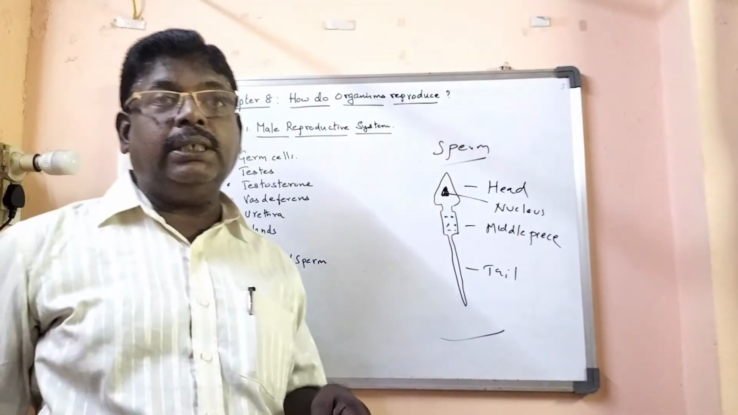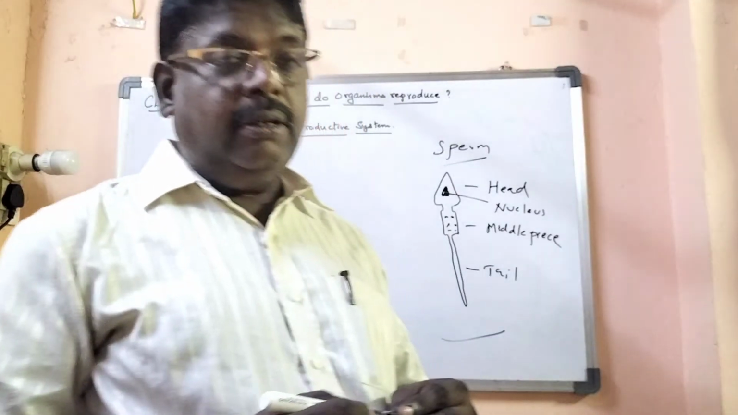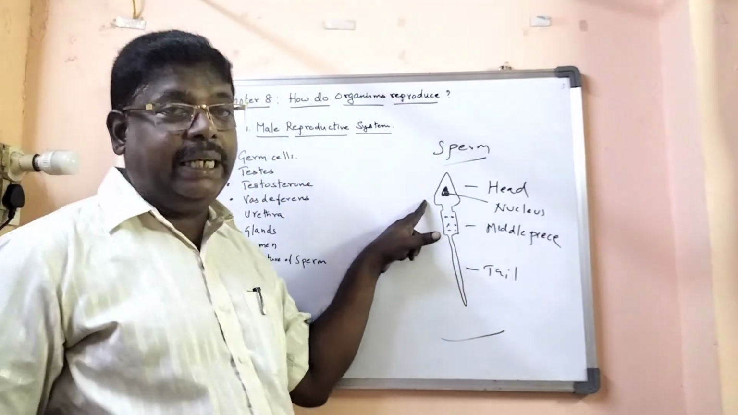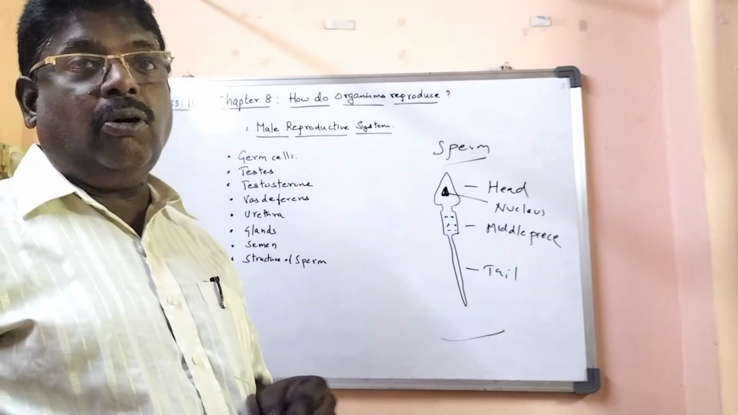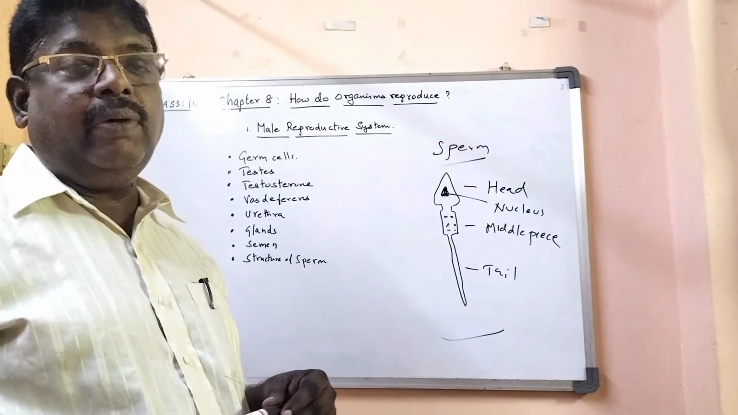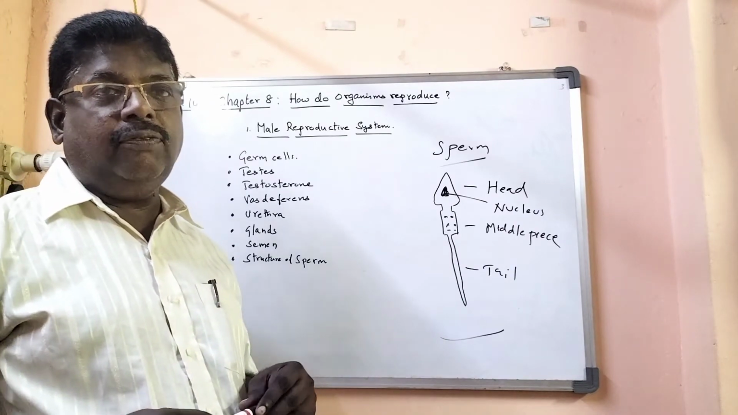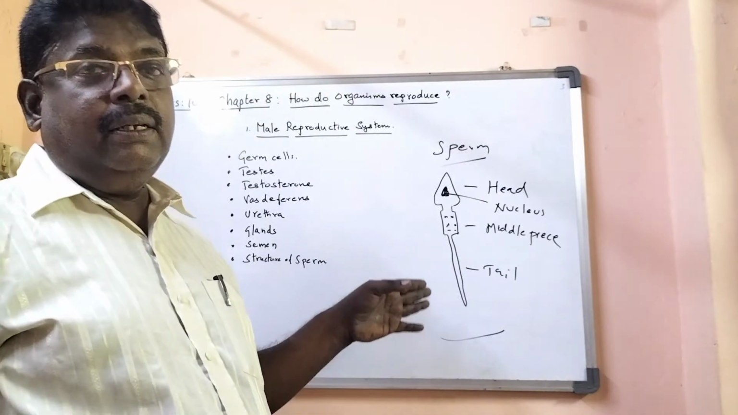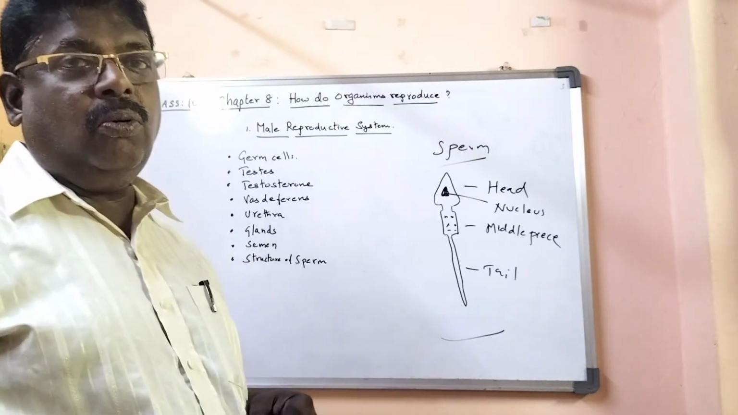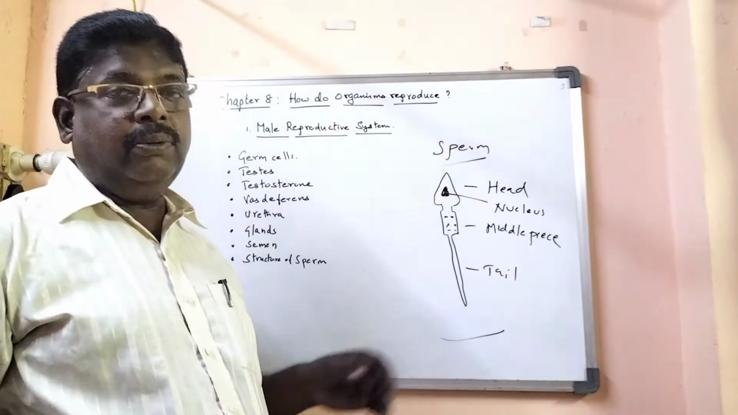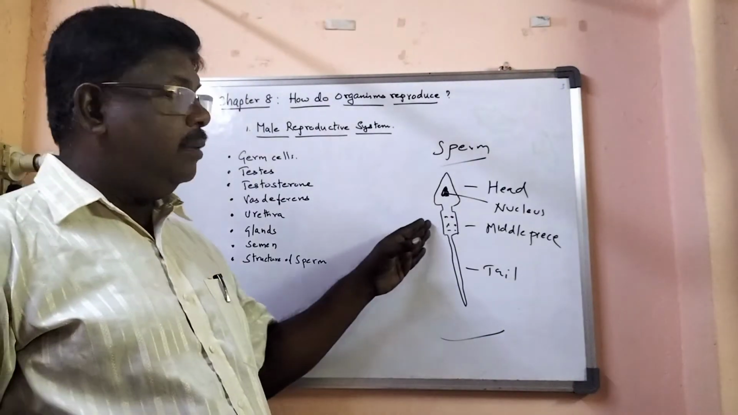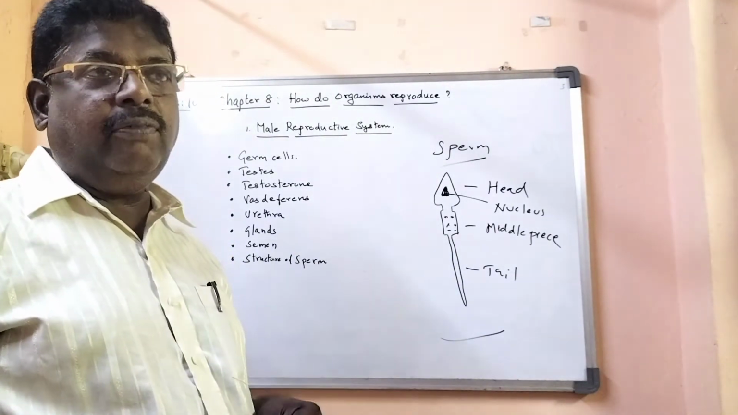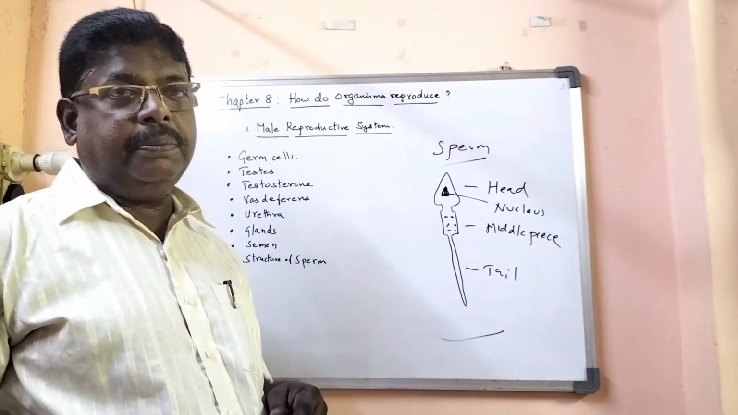Head contains nucleus. Nucleus contains the genetic material, so the most important genetic material is seen there in the nucleus of the head. Then the middle piece contains mitochondria. That mitochondria, as you know, will provide energy. The sperm needs energy for its movement. And the tail helps in making the sperm swim towards the ovum. The tail helps in the swimming process, movement process. Middle piece provides the much needed energy for the sperm, fuel for the sperm. So that's about the structure of sperm.